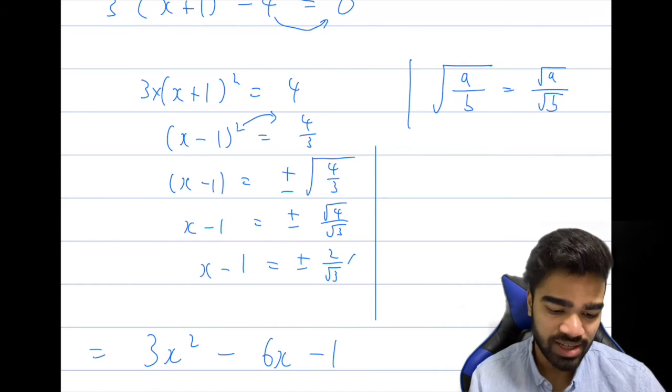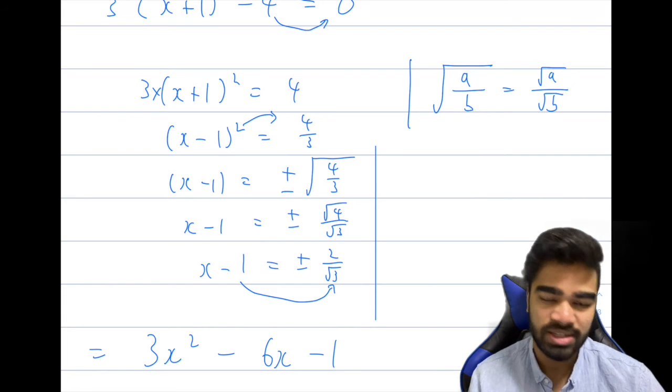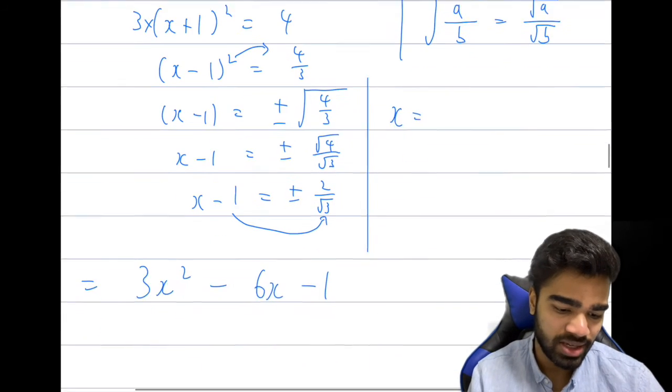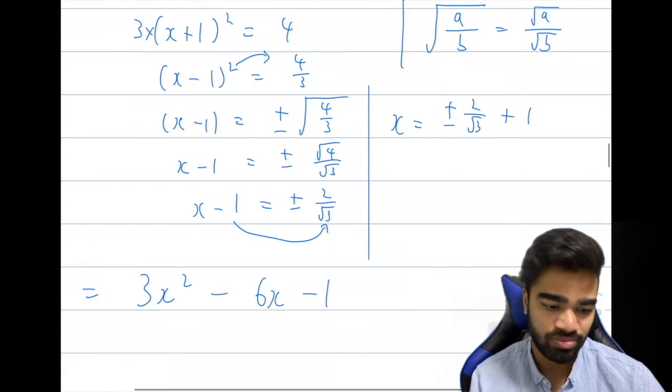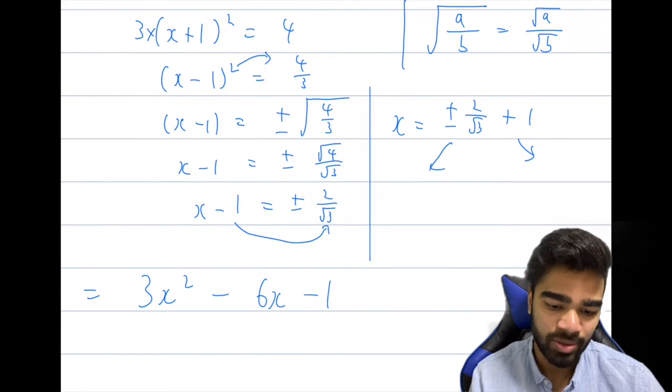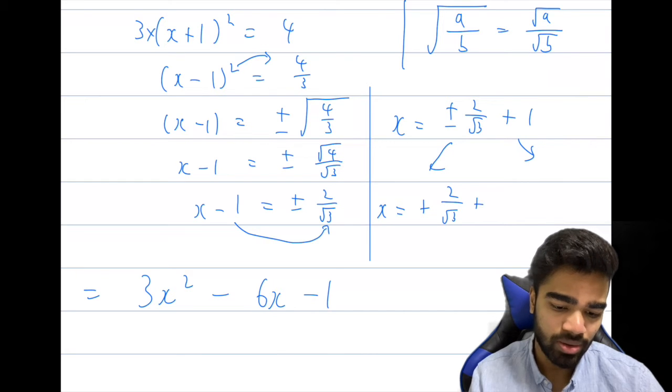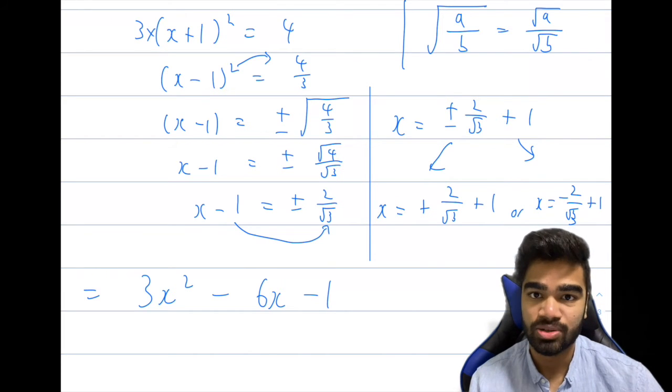And if you know what rationalizing is, you can rationalize by multiplying by root 3 on root 3, but it's not required. You don't have to do it. It's just an extra step. I'm not going to do it, okay? So obviously we need to solve for x, so we're going to solve for x by taking 1 to the other side. So I have x is equal to plus or minus 2 over root 3 plus 1. So add 1 to both sides. So now we split up the plus or minus. So x is equal to plus 2 over root 3 plus 1, or x is equal to negative 2 over root 3 plus 1, like so. Okay, so you have 2 answers again.